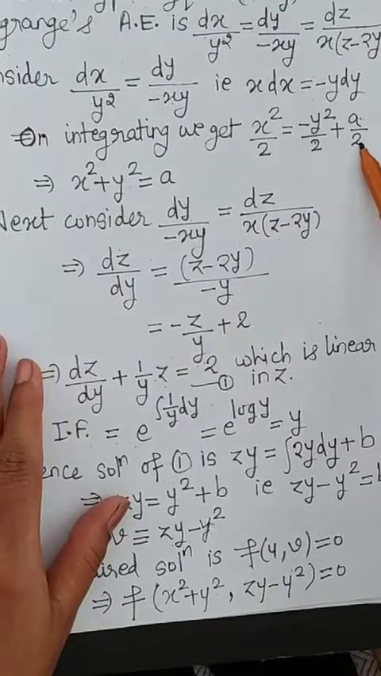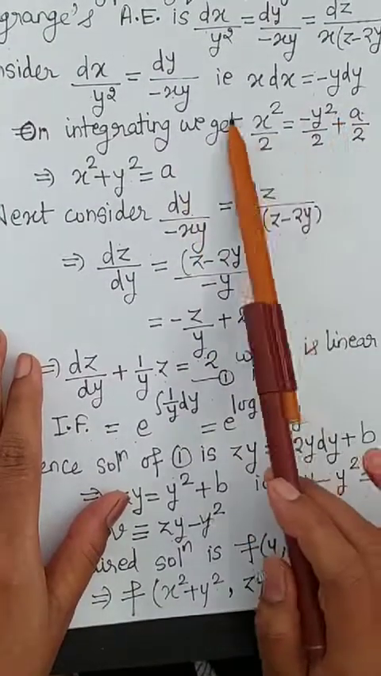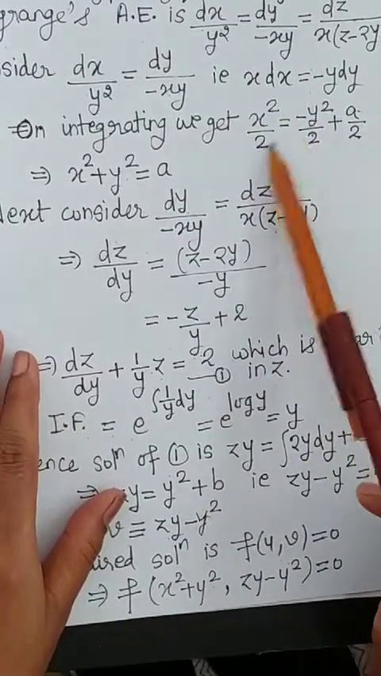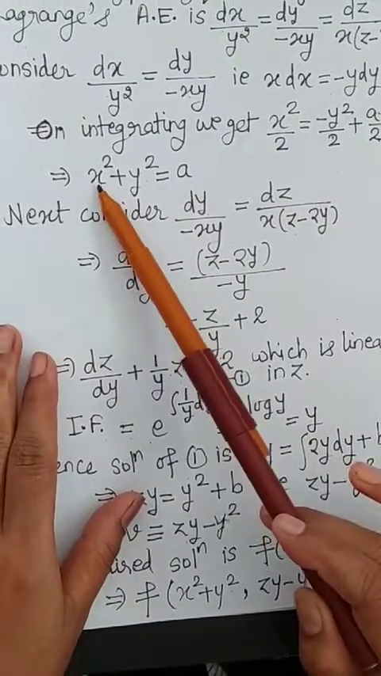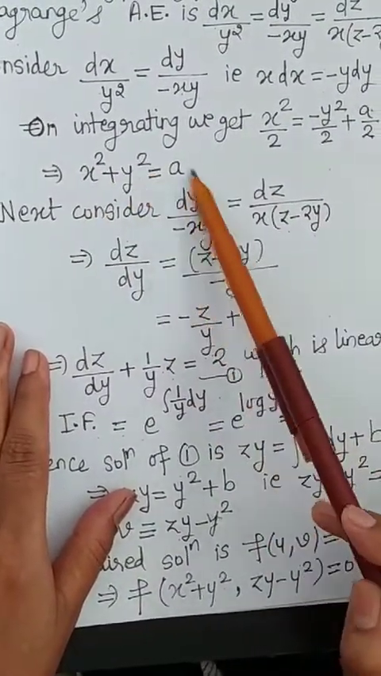We'll take the constant as a by 2. Shift all the variable terms together. So x square by 2 plus y square by 2 equal to a by 2. The 2 cancels. What we have is x square plus y square equal to a.